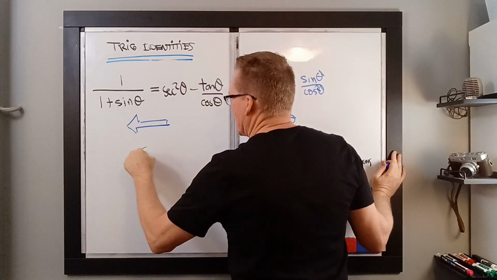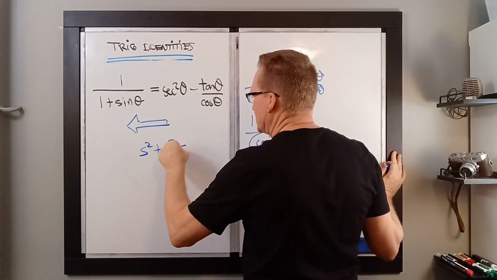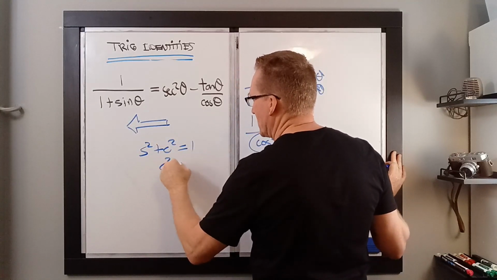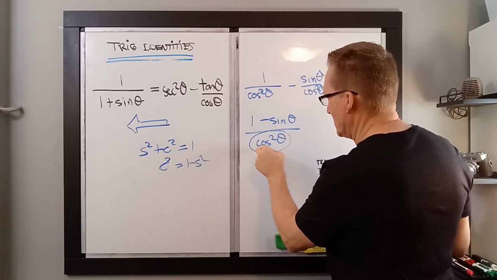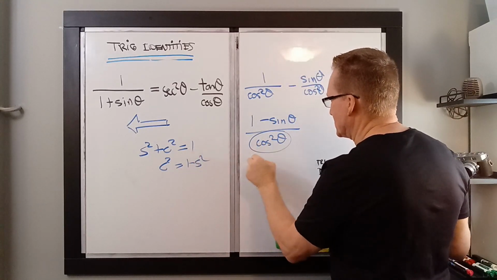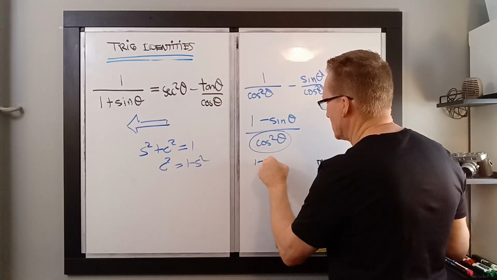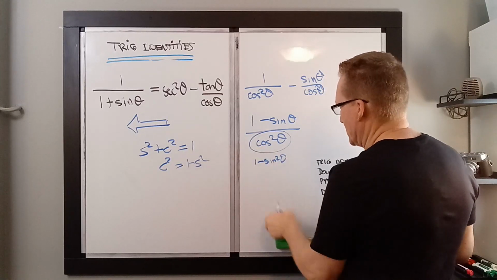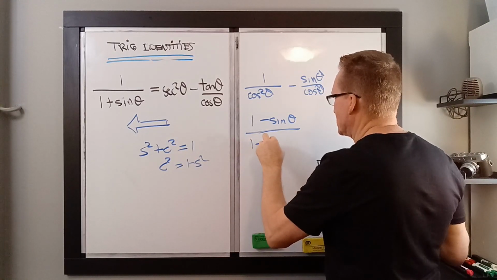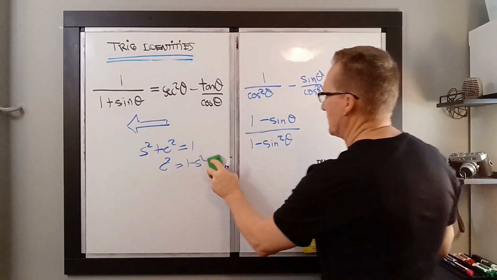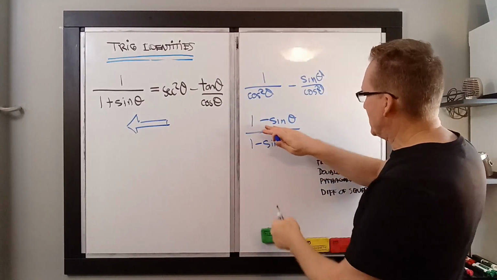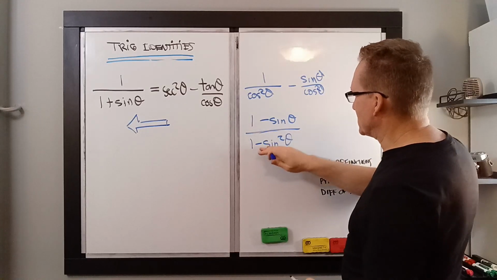If you remember, sine squared plus cos squared is equal to 1. That means cos squared is equal to 1 minus sine squared. So this here is the same as 1 minus sine squared theta. Notice here now you've got something that looks sort of like a difference of squares.